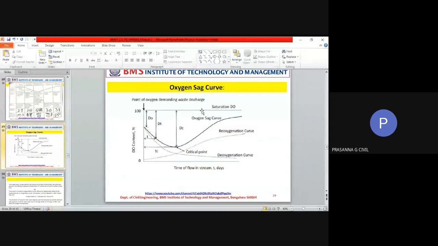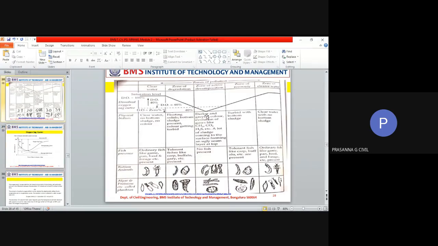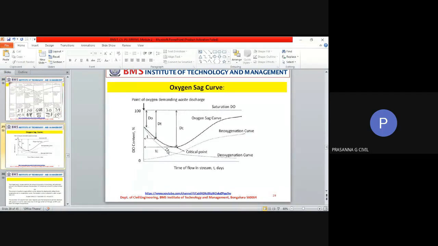Now comes your very important oxygen sag curve. So if you look at this part of the curve, this is actually the way in which your oxygen depletion is happening in the water. So the oxygen sag curve is a very important term with respect to how the DO in waters varies when you are adding a waste stream. Okay, now let me explain this curve to you first.